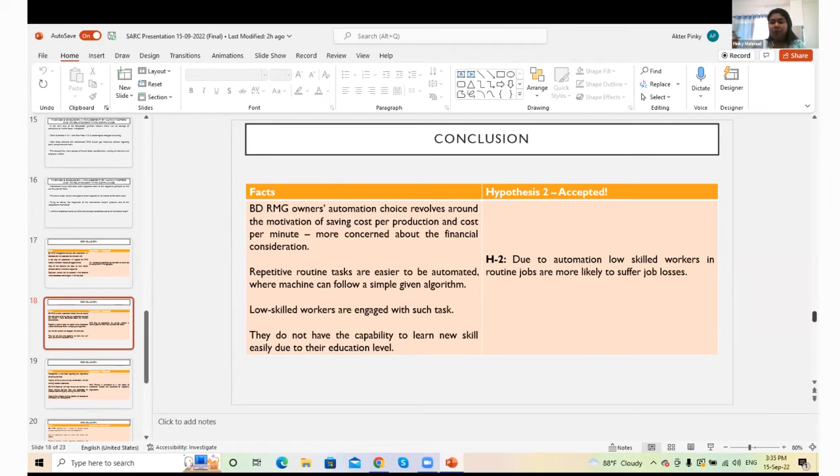Number two hypothesis was, due to automation, low-skilled workers in routine jobs are more likely to suffer job losses. The facts are, Bangladesh RMG owners' automation choice revolves around the motivation of saving cost per production and cost per minute, more concerned about the financial consideration. Repetitive routine tasks are easier to be automated, where a machine can follow a simple given algorithm. Low-skilled workers are engaged with such tasks. They do not have the capability to learn new skills easily due to their education level. So I can say that my second hypothesis also got accepted.